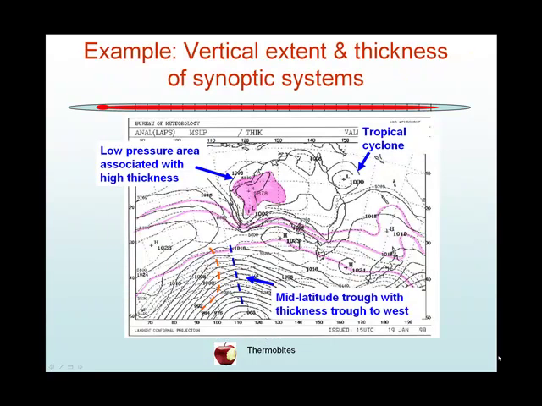Now let's look at a chart overall, and we can see a number of things. Over northwestern Australia, you can see a low pressure system, which is the heat low, and it's associated with high values of thickness. So what should happen to that low with height? Well, as we've seen, the thermal wind will be in the opposite direction to the geostrophic wind, so the geostrophic winds will weaken with height.